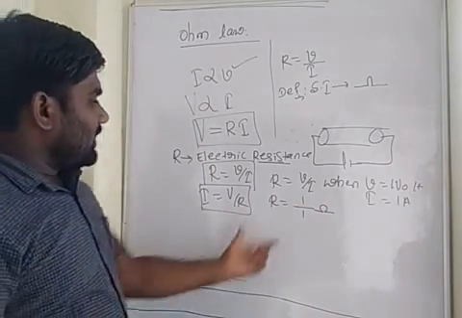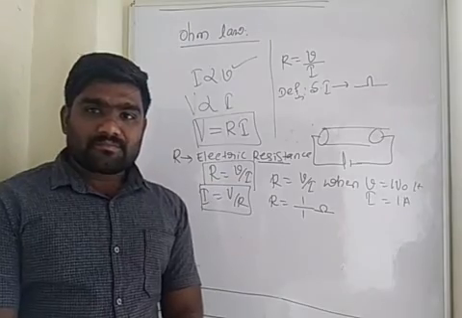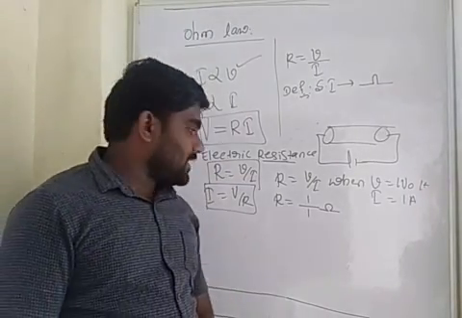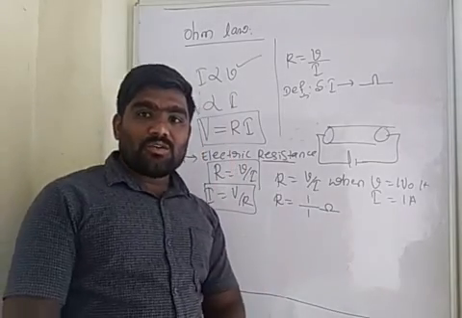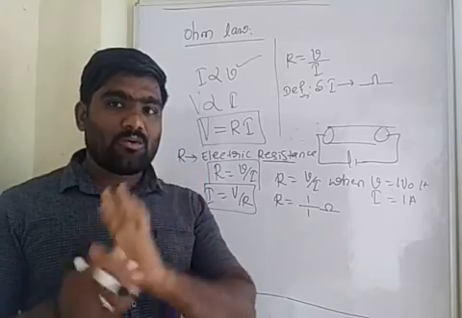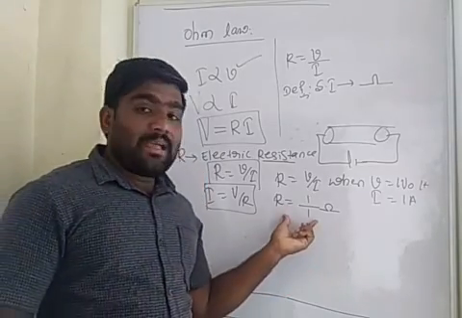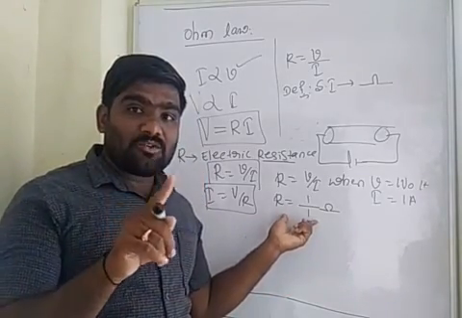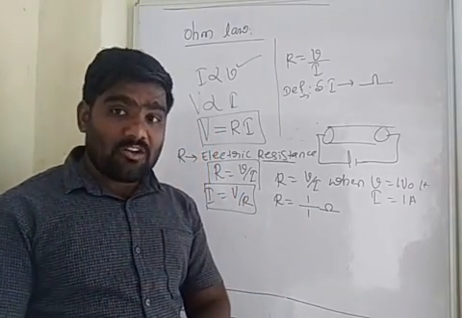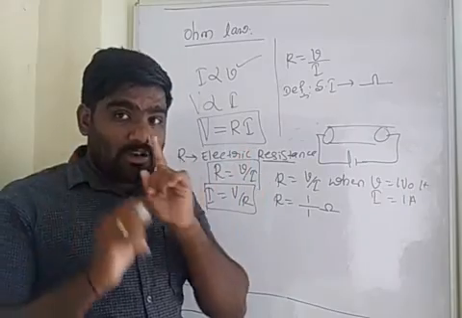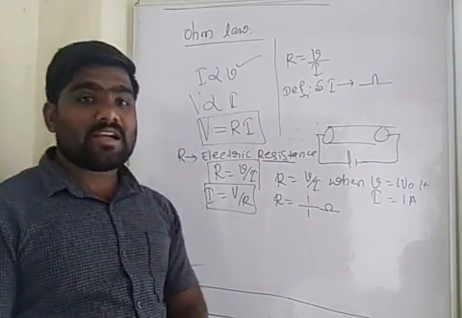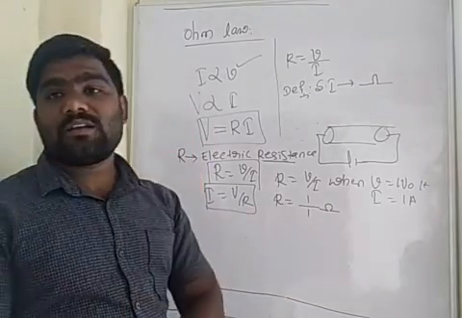Then what is 1 ohm? When we say 1 ohm, it means the electric resistance is said to be 1 ohm when 1 ampere of current is flowing through the conductor when 1 volt of potential difference is given to the conductor. That is called your 1 ohm.